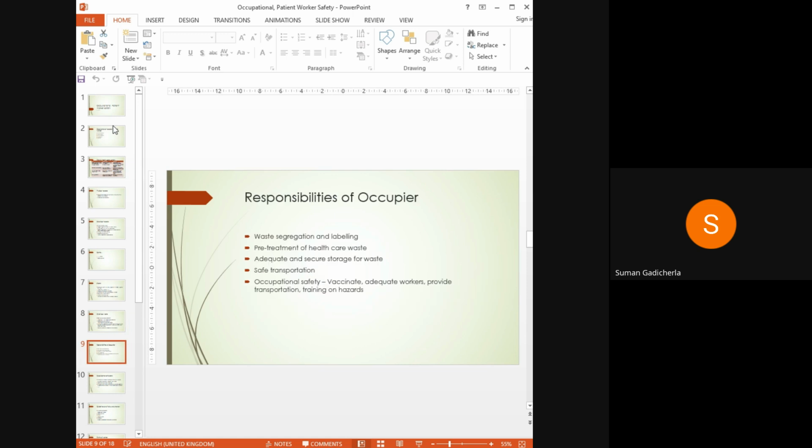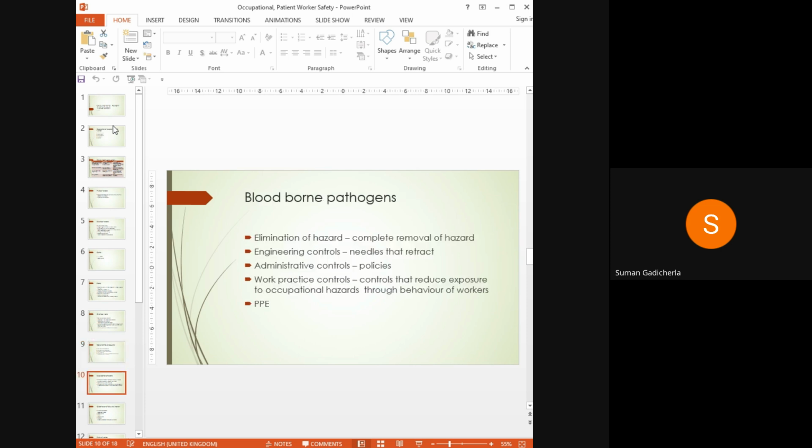Now, what is it that an occupier should do? That means the administration of the hospital. What they should do in the hospital is to ensure there is waste segregation and labeling. There's pre-treatment of biomedical waste. There should be adequate and secure storage for waste. Transportation should be safe, and occupational safety in terms of vaccination of all the workers, and appropriate training on hazards should be given by them.